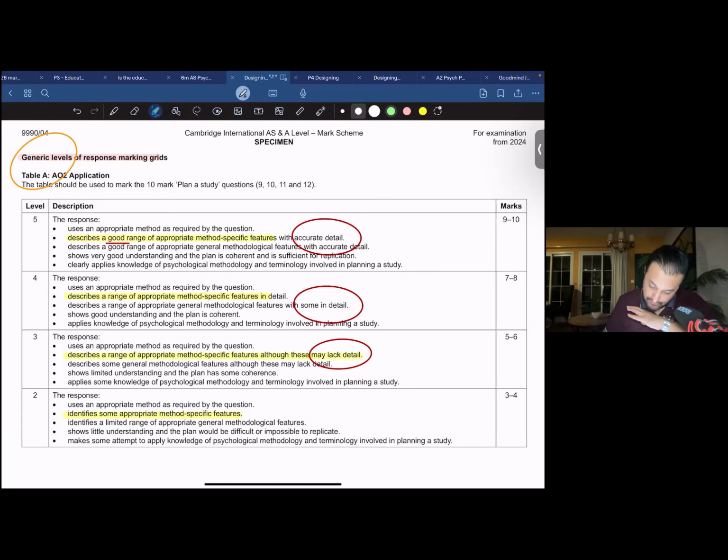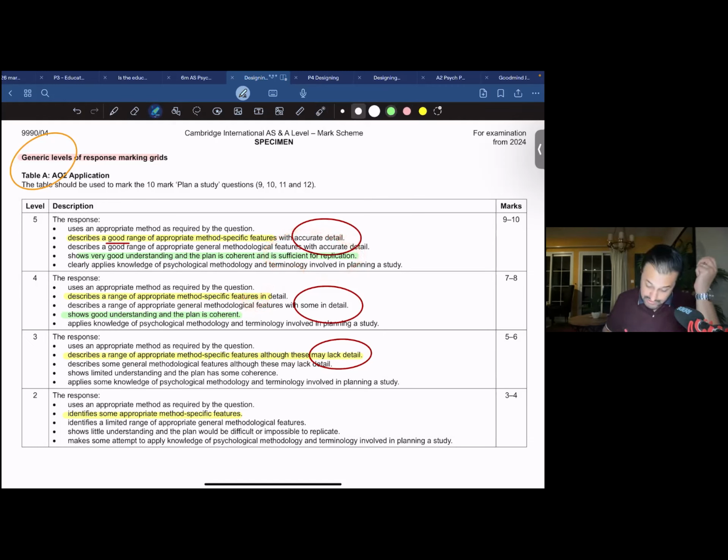Describes a good range of general features with some detail. I'd rather take the third. That's the fourth one. Shows very good understanding and the plan is coherent and is sufficient for replication. Shows very good understanding. The plan is coherent, but see the replication part, it's missing here, right? If you've done everything perfectly, you haven't specifically mentioned that your procedure is standardized and shown that your procedure is standardized. There are many students who just write down, oh, the procedure is standardized. You might as well show it, remember internal validity.